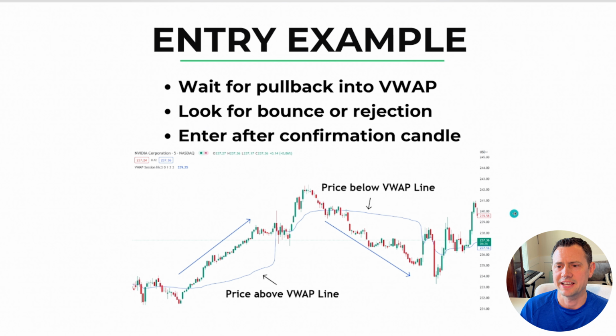So here's an entry example. You're going to wait for the pullback, just like we talked about. You look for a bounce or rejection, and you enter after that confirmation candle. Looking at this chart below, you can see the blue line is VWAP, okay? Anytime price is above VWAP, it's bullish, and anytime price is below VWAP, it's bearish.